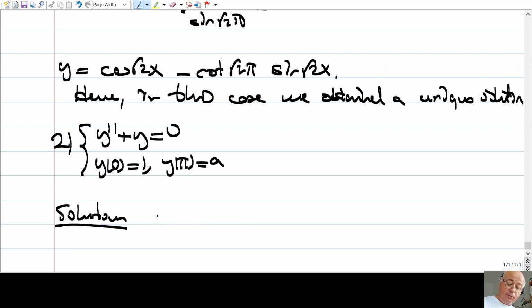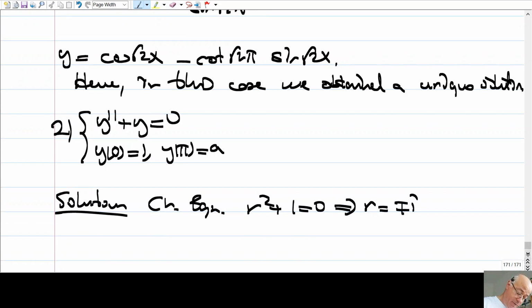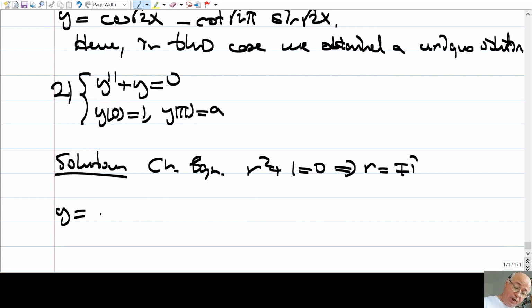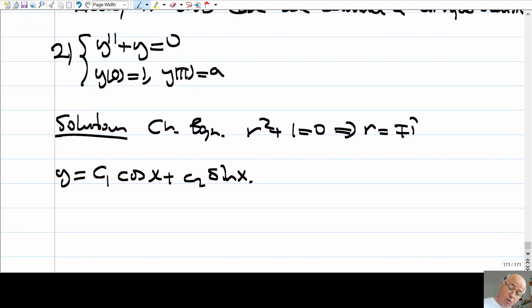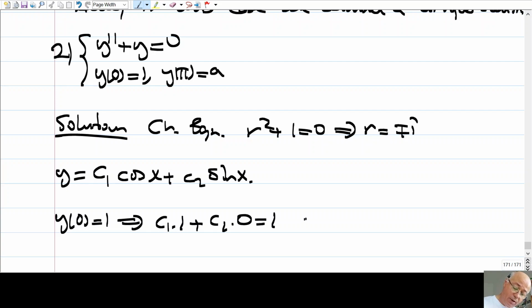Solution. Again, we write its characteristic equation, which is r squared plus 1 equals 0. So r is just plus minus i. Therefore, y is just c1 times cosine x plus c2 times sine x. Let's plug in the initial conditions. y(0) equals 1 implies c1 times 1 plus c2 times 0 equals 1. So again, we get c1 is just 1.